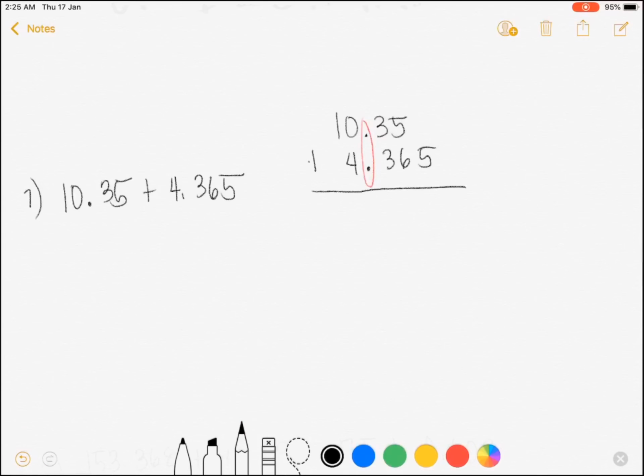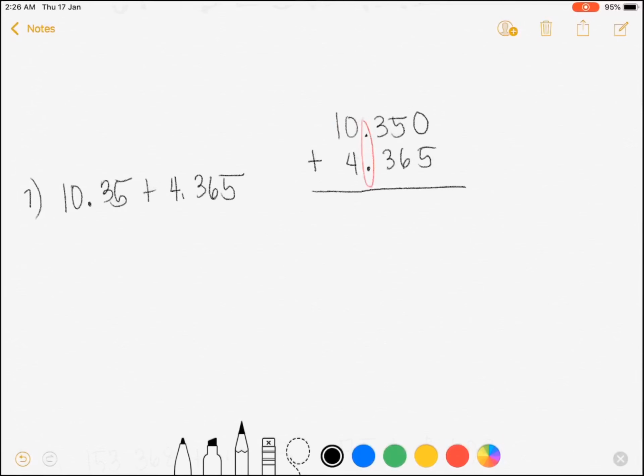Napansin nyo na yung 10.35 ay walang katapat na digit doon sa 4.365, yung sa 5. So, para hindi kayo malito, kapag nag-add kayo at walang katapat yung isang number, lagyan nyo lang siya ng 0. So, lagyan lang natin ng 0 yung 10.35, since same value pa rin naman yon kahit nilagyan natin ng 0 yung dulo. So, ngayon, pwede na natin i-add.